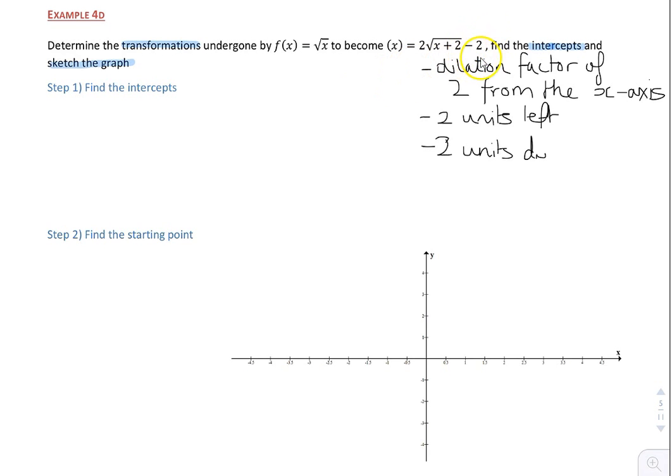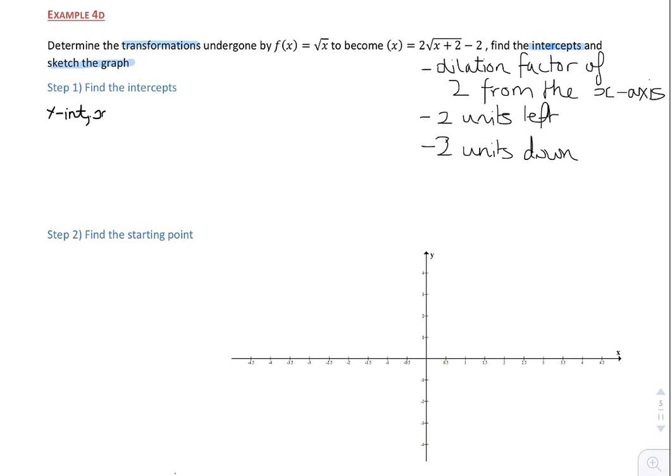The value that's on the end, in this case minus 2, is going to move your graph 2 units down. So that's our transformations. The question then says to find your intercepts. Even if you weren't asked to find your intercepts, if possible, do this as it will help you graph it.